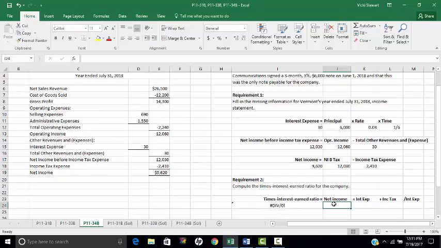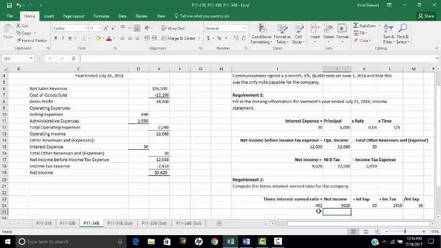So the net income that we have is $9,620. Our interest expense that we're going to add back is $30, and we're going to also add back that income tax expense. So that amount would be our numerator, and then we're going to divide it by our interest expense so we can determine how many times we would have been able to pay that interest expense.